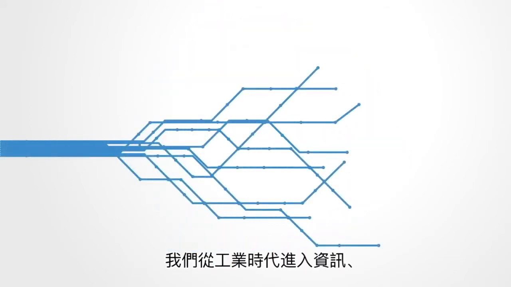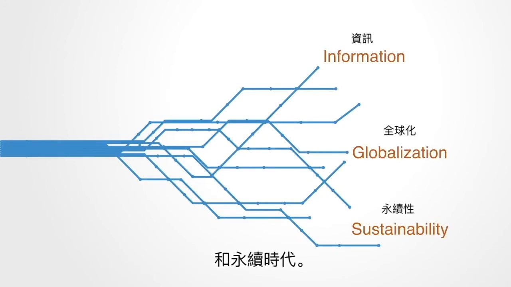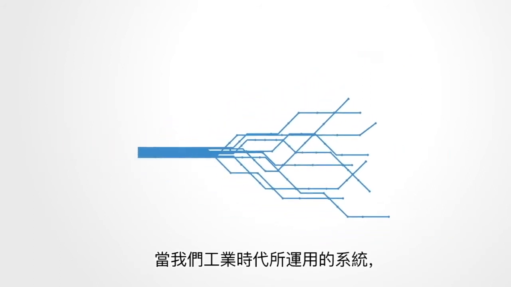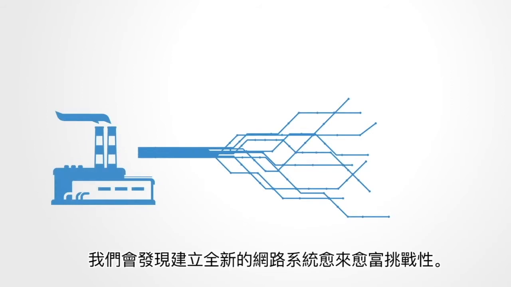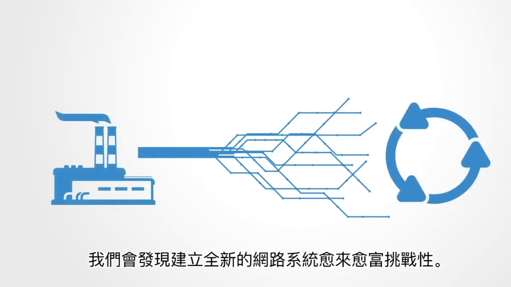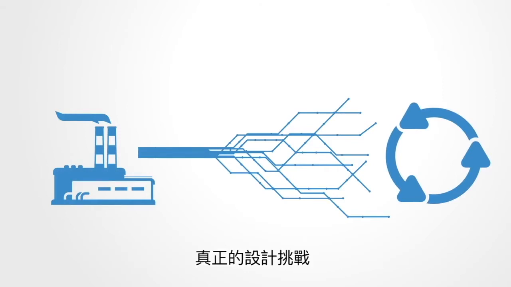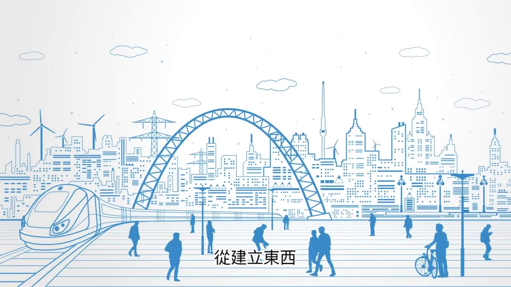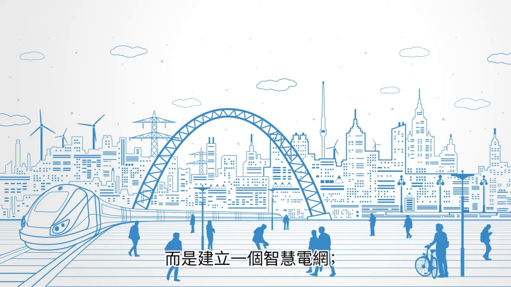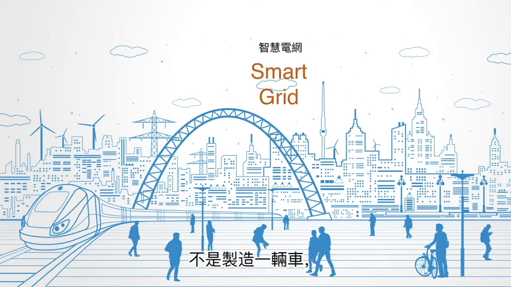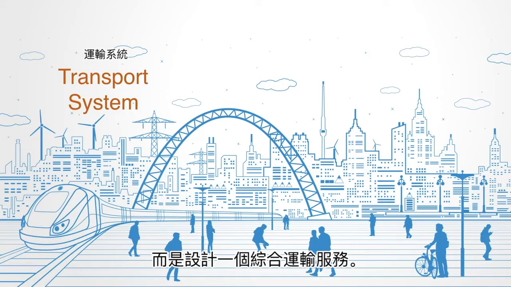The world is changing in profound ways as we move from the industrial age into an age of information, globalization, and sustainability. As our industrial age systems of organization come to the end of their life cycle, we find ourselves increasingly challenged with building whole new networked systems. The real design challenges are shifting from building things to building systems. Not another house, but designing a whole smart city. Not another power plant, but a whole smart grid. Not another car, but an integrated transport service.